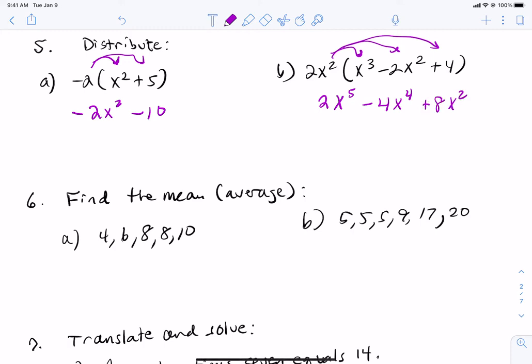So those are pretty straightforward. No, you don't have to go any further. You don't have to do anything. Just distribute and be done with it. Now, if it says factor, you're going to go the opposite way. But since it says distribute, just multiply it and be done with it.